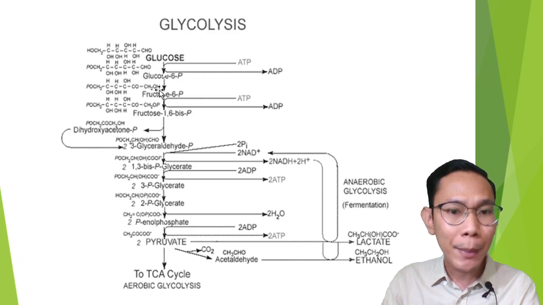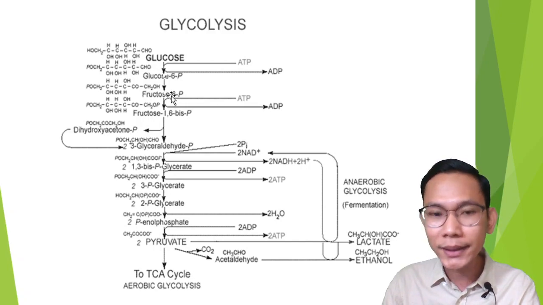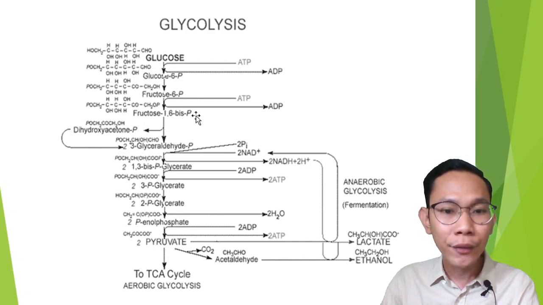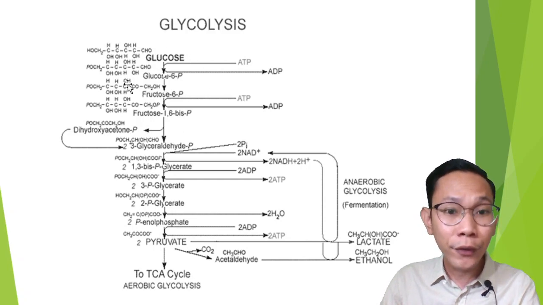Anong enzyme ang ginagamit natin dito? It's still your kinase, but it is your phosphofructokinase. So, phosphofructokinase, it still uses your phosphate. And again, there is a word kinase, meaning it is the use of your phosphate to transfer your phosphate. So, ATP, nagiging ADP. So, in short, your fructose 6-phosphate, nag-add ka ng another phosphate group, kaya nagiging fructose 1,6-biphosphate. So, in short, sa first step is just an energy investment.